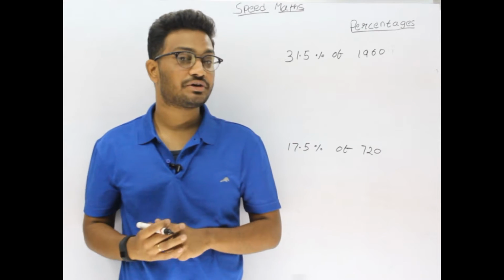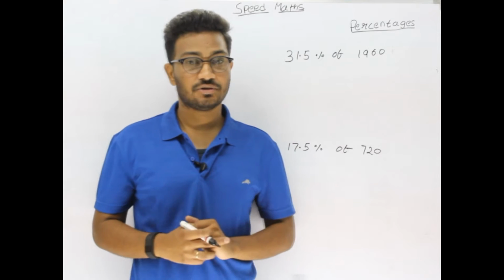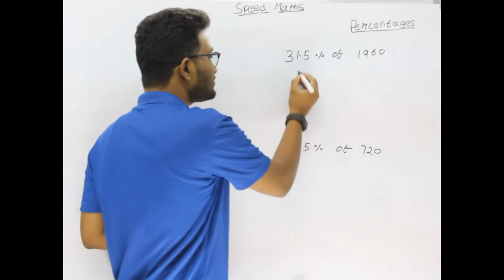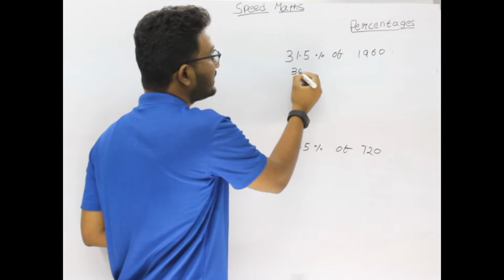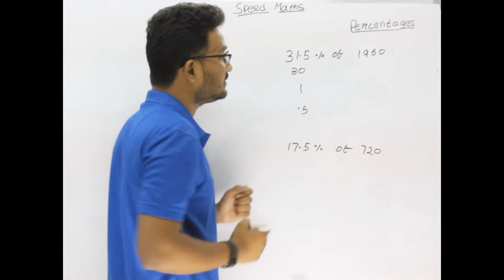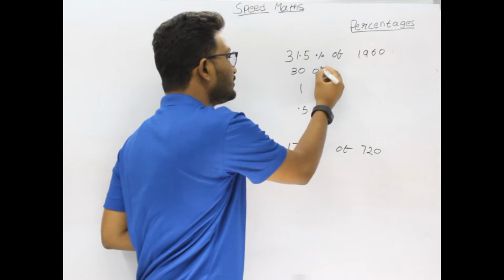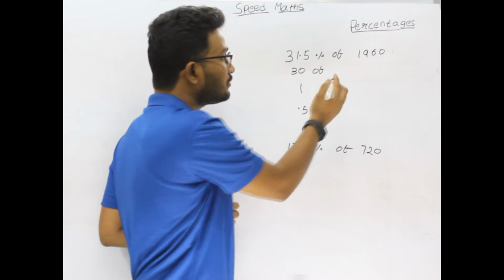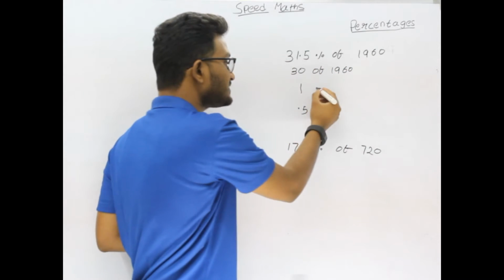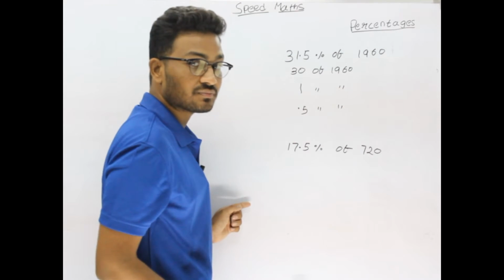Here we have to find 31.5% of 1960, but we don't know the fractional equivalent of 31.5. So what we have to do is split it. We can split it as 30 plus 1 plus 0.5%, which will give us 31.5%. So we have to find 30% of 1960 separately, and then 1% of 1960, and then 0.5% of 1960.